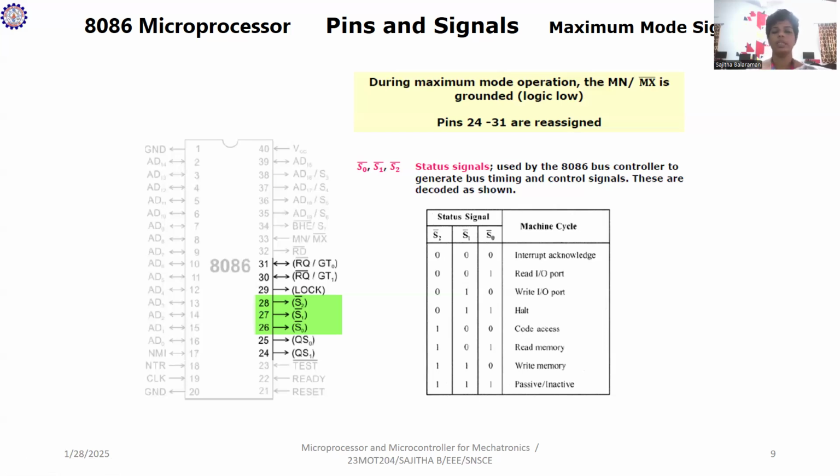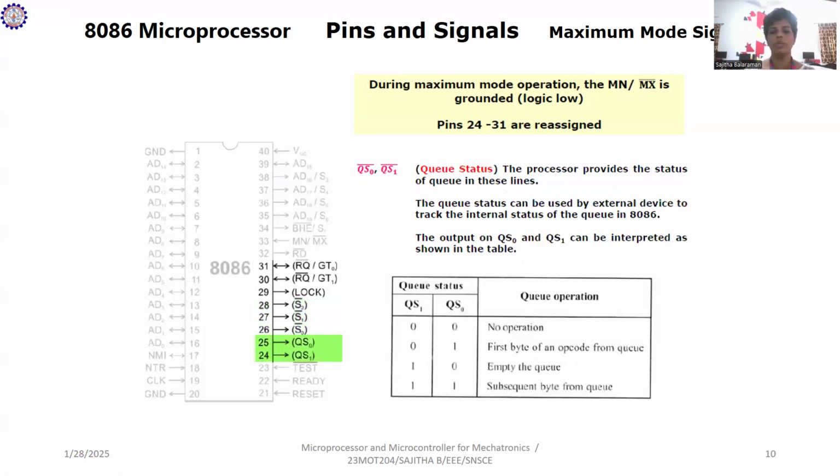These pins are assigned to pins 28, 27 and 26. That is, 26 stands for S0 bar, 27 stands for S1 bar, and 28 stands for S2 bar. Depending upon the value selected here, the different machine cycles will be executed. So this is the function of the status signals in the maximum mode. Now moving to the next one, the Q signals.